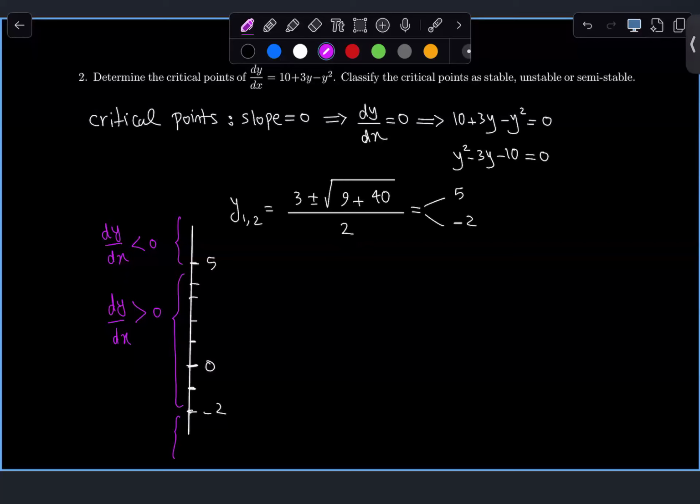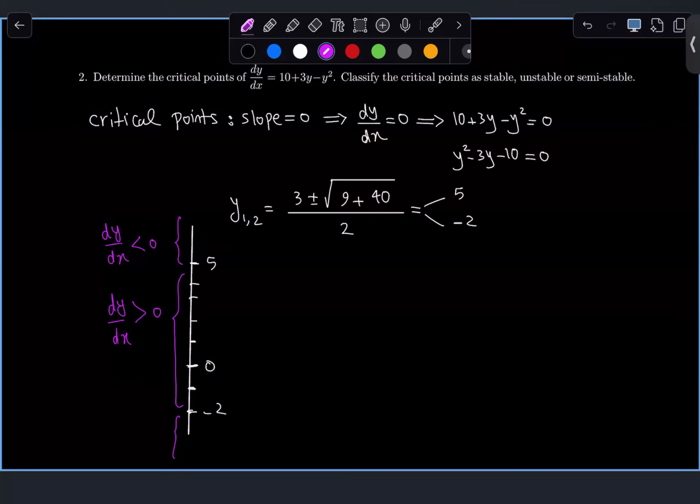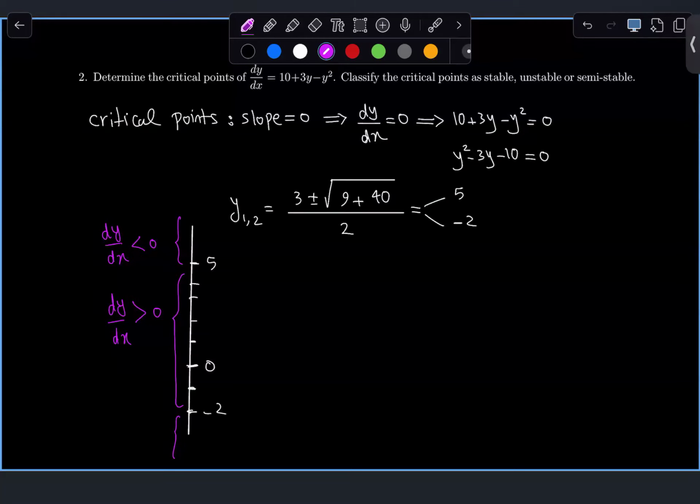So let's put like negative 10. You get 10 minus 30 plus 100, which is positive, right?